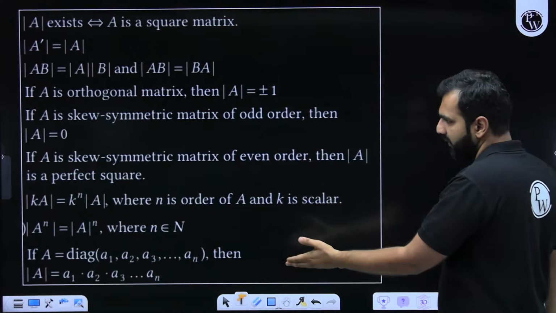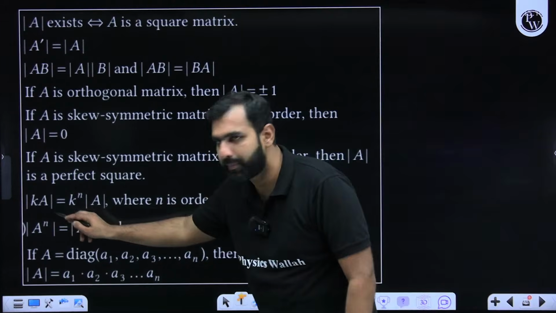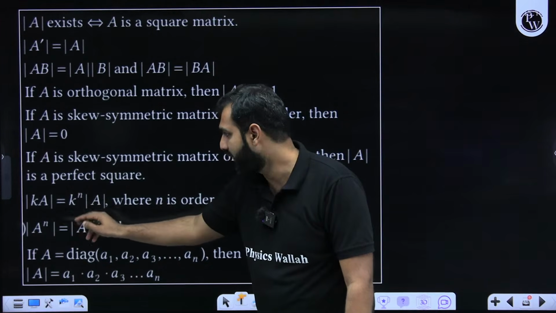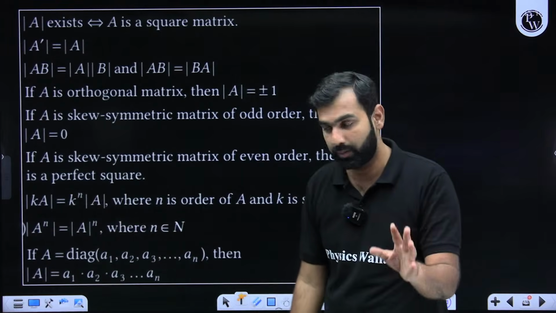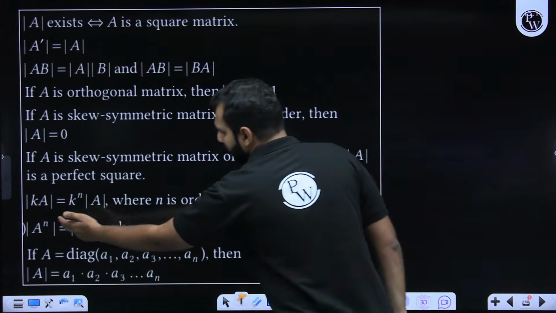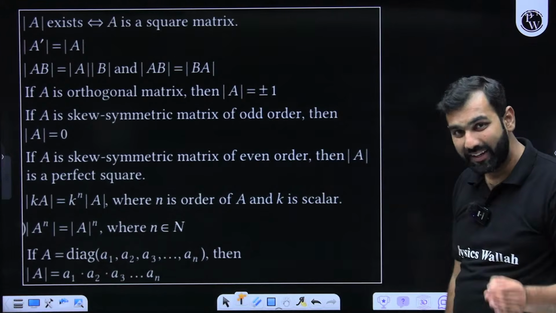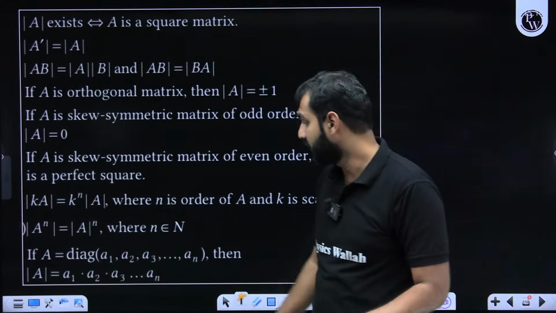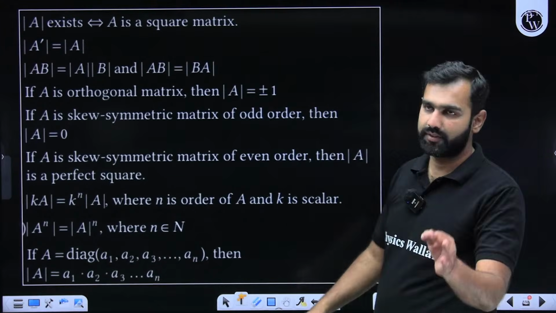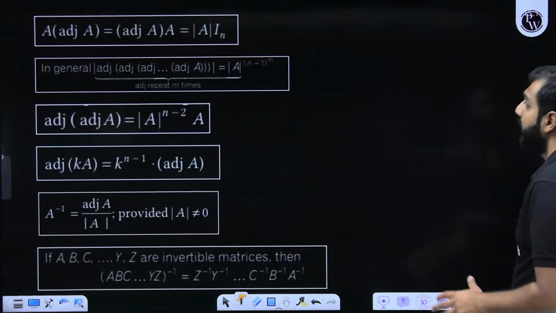And a few more properties like that: if a scalar is there with the matrix, and you take the determinant of it, then the scalar comes out with power n. Remember that. Similarly, determinant of A to the power n, or determinant A to the power n, will be the same. If there is a diagonal matrix, then the determinant of that matrix is the product of the diagonal elements. Remember a few basics, you will definitely save a lot of time.